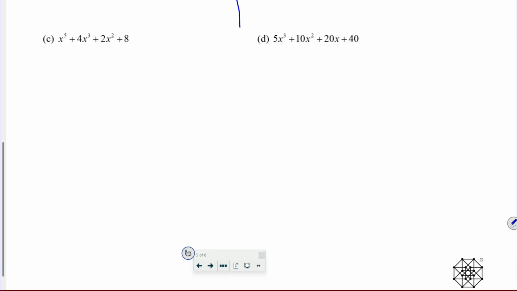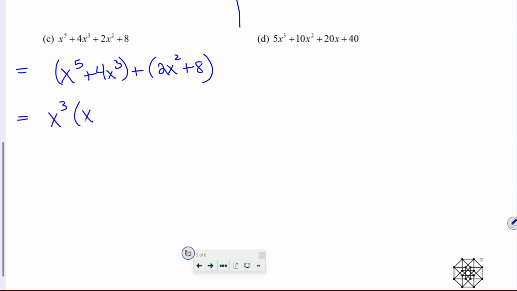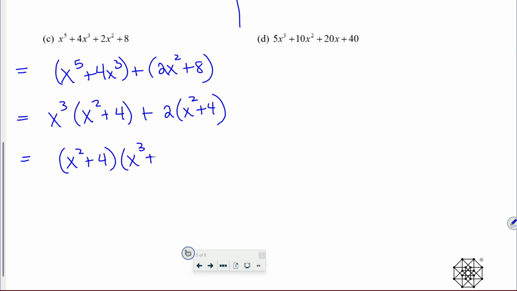What I'm going to begin with is grouping this x to the 5th plus 4x cubed. And at least there's no negatives, 2x squared plus 8. In that first set of parentheses, I can factor out an x cubed, which will give me an x squared plus 4. In the second one, the only thing I can do is factor a 2 out, but that'll also give me an x squared plus 4. And then I can factor out that x squared plus 4 times x cubed plus 2.